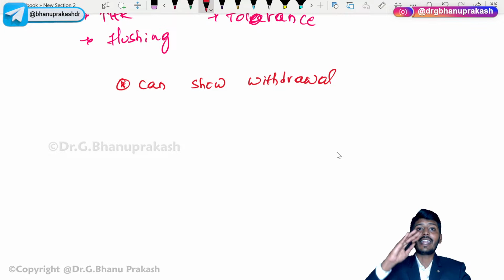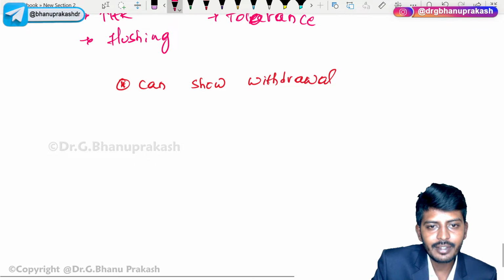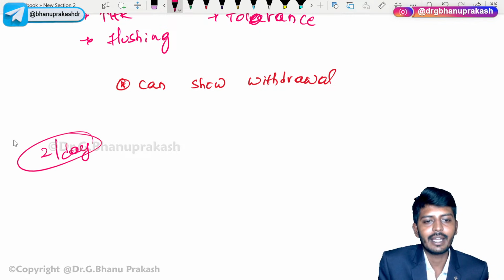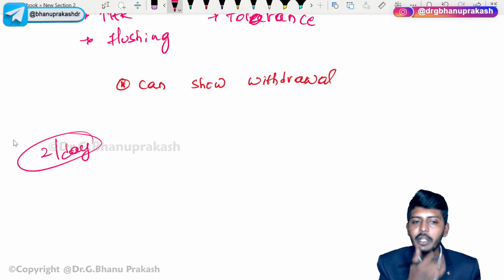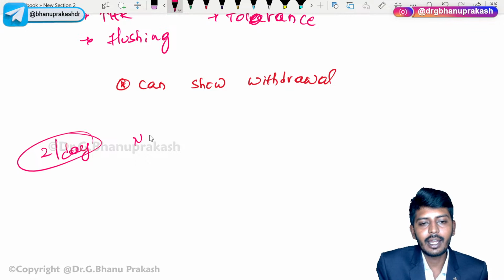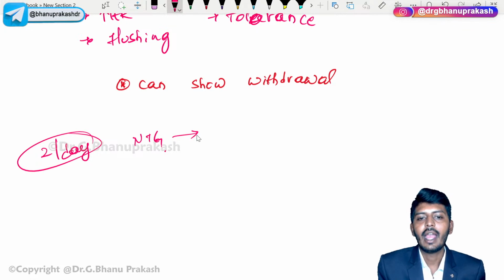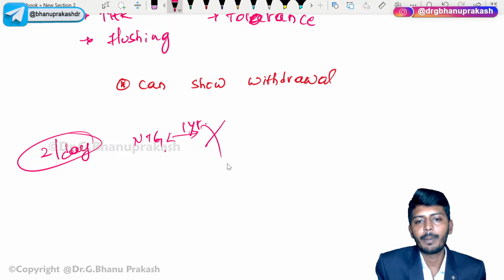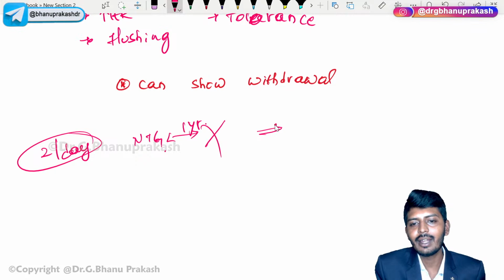the frequency of anginal attacks will increase. So for example, imagine my patient was getting angina 2 episodes per day. So I started nitroglycerin for him. He was using this nitroglycerin continuously for at least 1 year. After 1 year, he decided to stop. Once he stopped after 1 year, he will end up having 4 episodes per day.